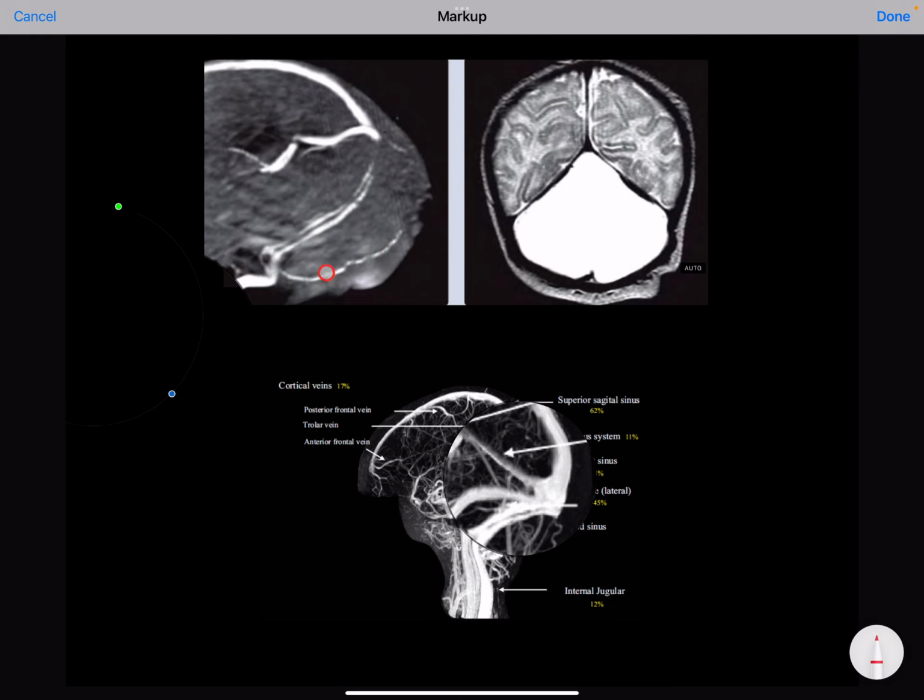Okay. So this was a case of Dandy-Walker malformation. Hopefully this will help you.